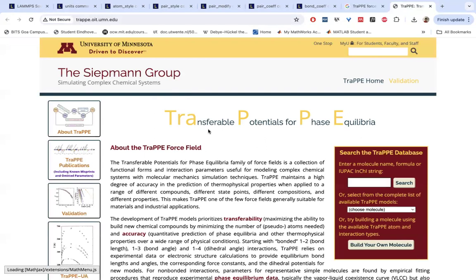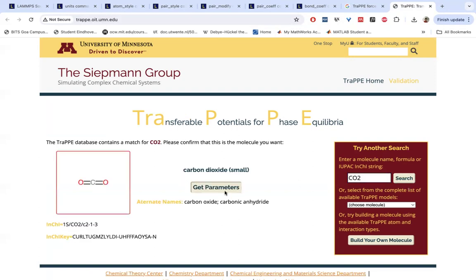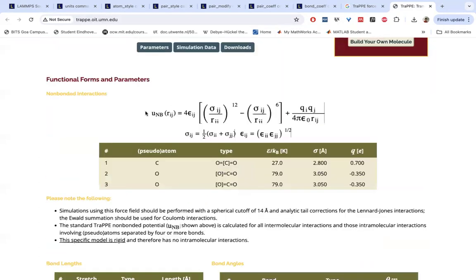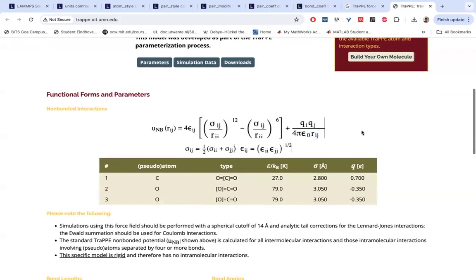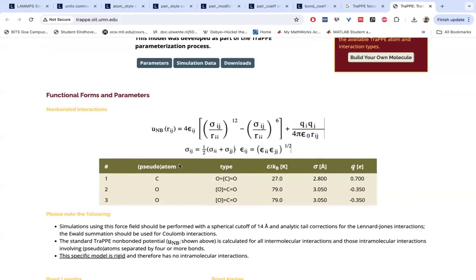These are called the TRAPPE force fields, which are basically force fields that are developed for various molecules. And one of them is for CO2. So here you can just type CO2 and say get parameters. It tells you that there are two types of potentials. One is the Lennard-Jones potential, which we already went through, and the second is the electrostatic potential. And these are the non-bonded interactions.